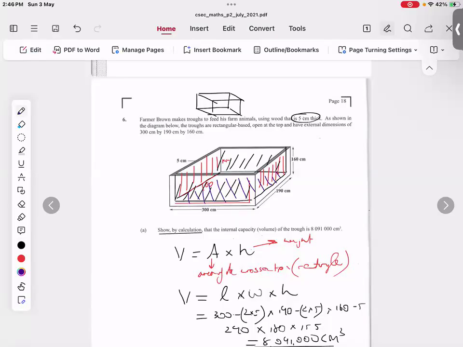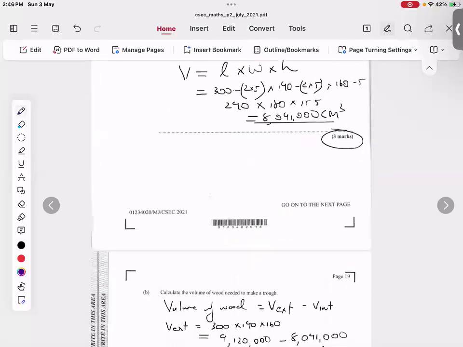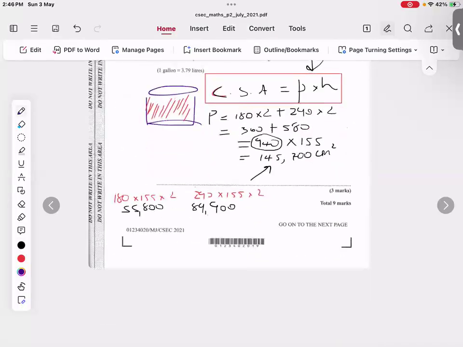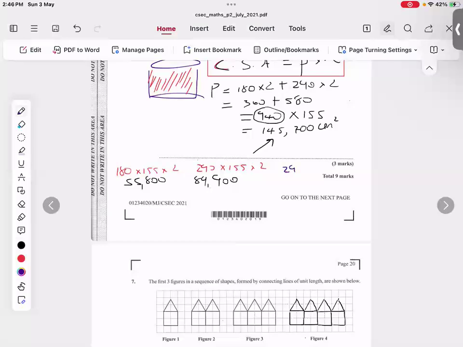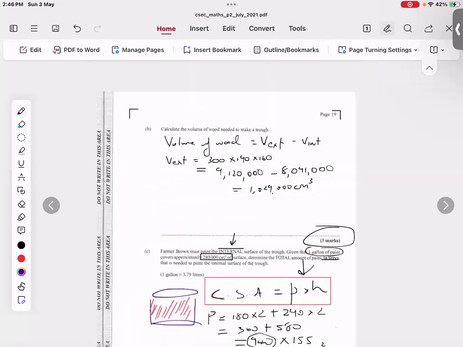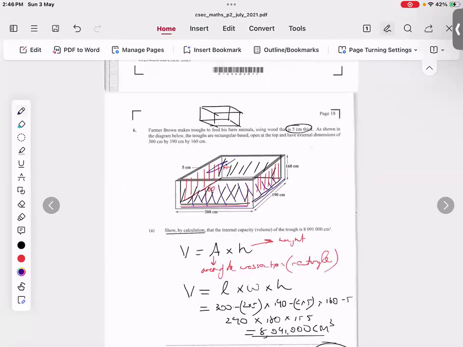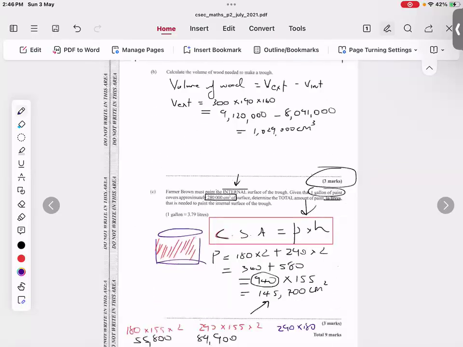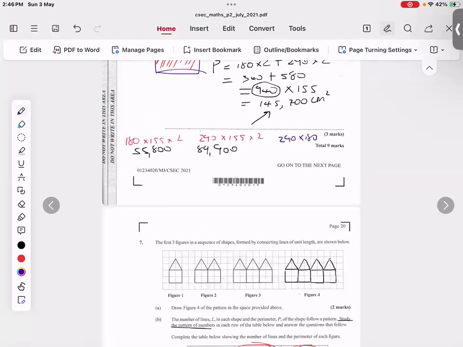So the area of the bottom is the 290, right? Times the what? 180. 290 times 180. Now we're not going to times this by 2 because only one of them. Remember, the top is open, so you can't paint here. So there's no way to times that by 2. So go ahead now. What is 290 times 180? 52,200. All right, good.